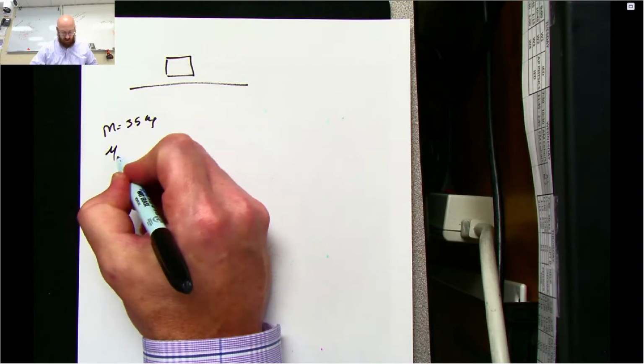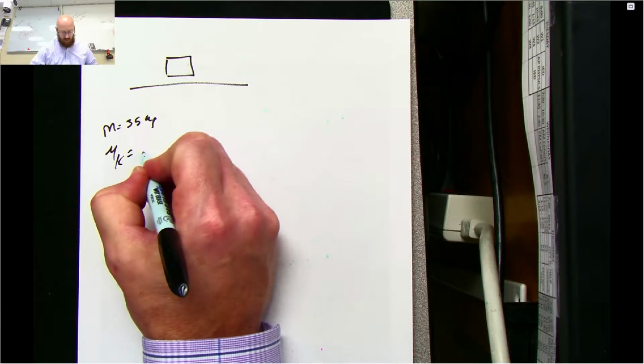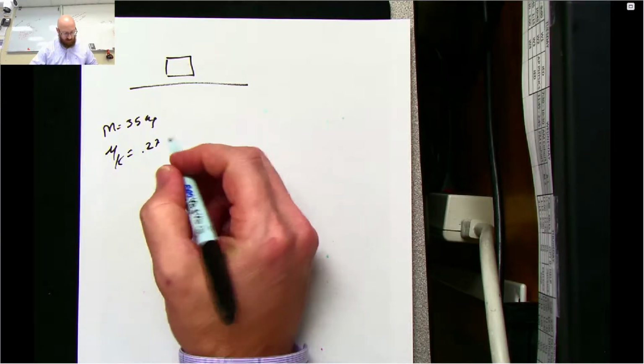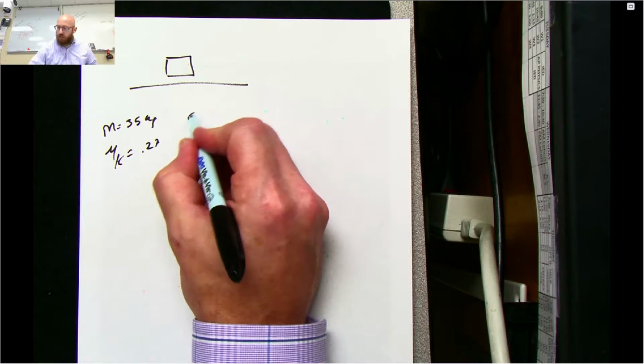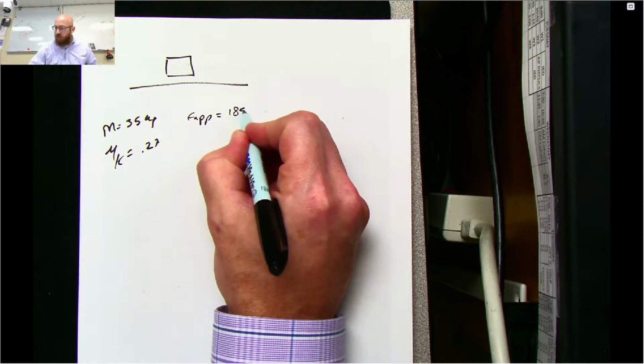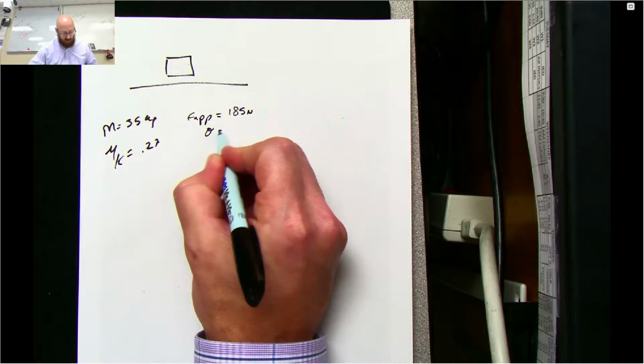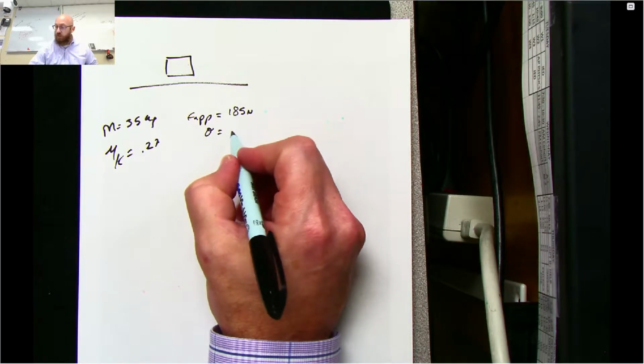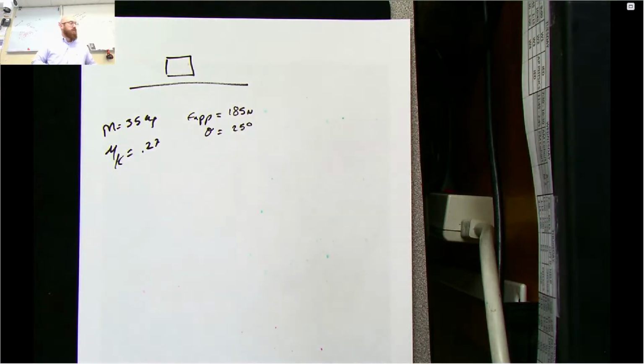Coefficient of friction is 0.27. The force applied is 185 newtons. And the angle that this is being applied at is 25 degrees. Okay, so this is what they were given, and they want you to find acceleration.